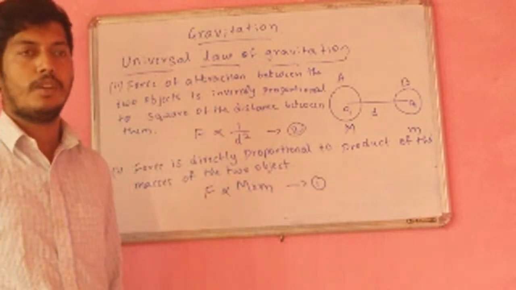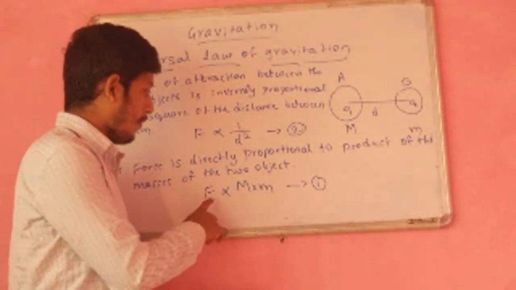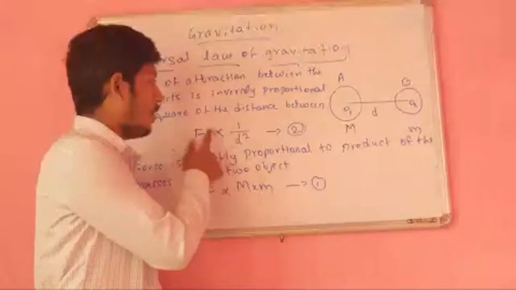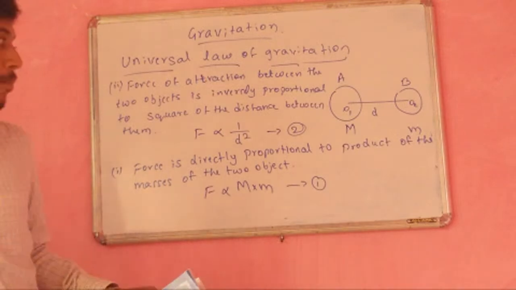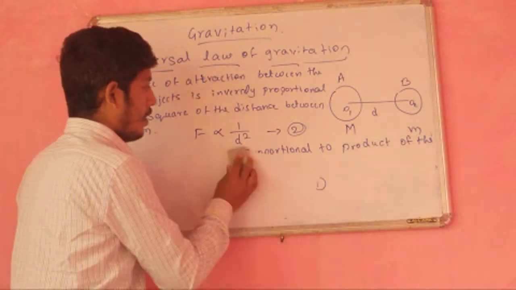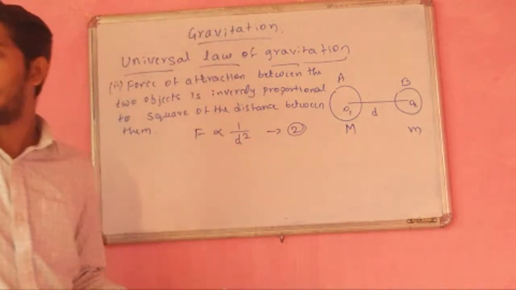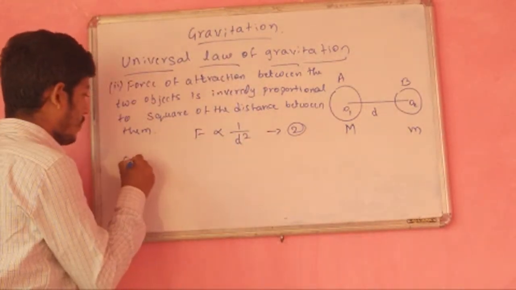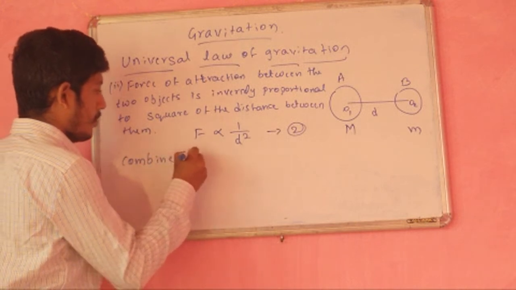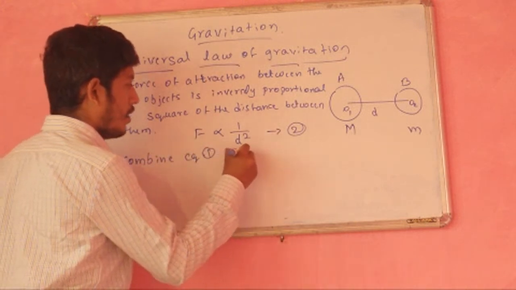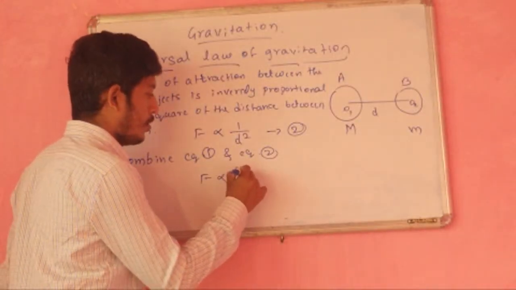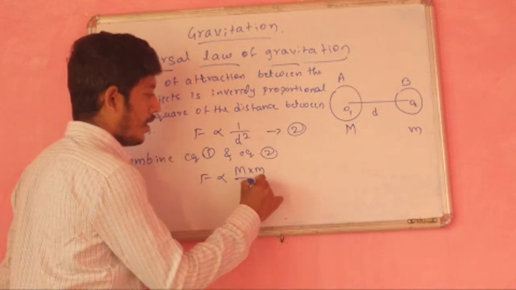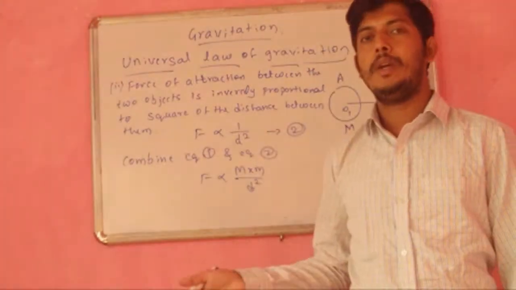I will call this equation number 2. Equation 1 is F is directly proportional to M into m. Equation 2 is F is directly proportional to 1 divided by d square. Combining equation 1 and equation 2, it becomes F is directly proportional to M into m divided by d square.